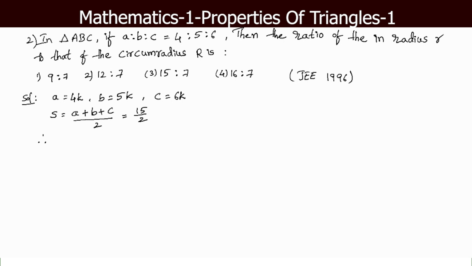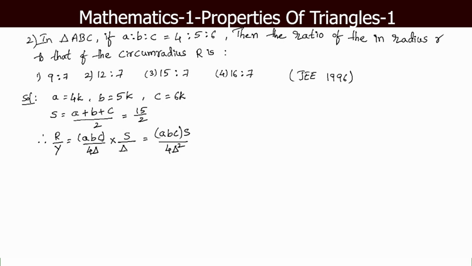Capital R by small r is equal to, you know that abc by 4 delta, because delta is equal to abc by 4R. In a triangle, delta is equal to abc by 4R. So R is equal to abc by 4 delta. And you know that small r is equal to delta by s. So therefore, capital R by small r is equal to abc by 4 delta into s by delta, which is abc into s by 4 delta square.